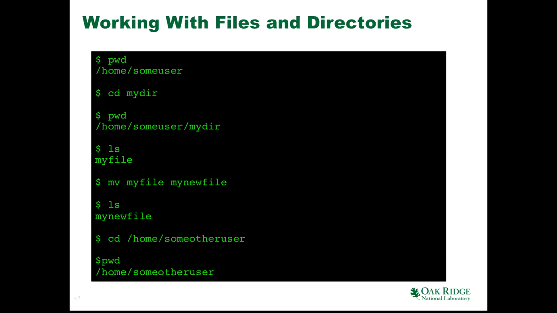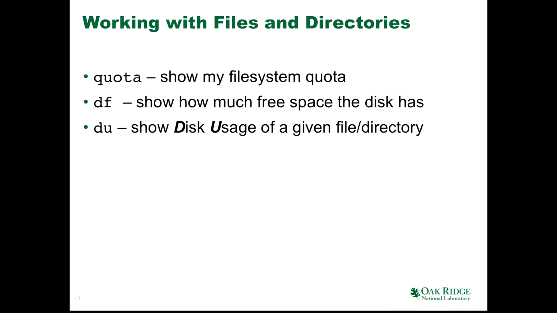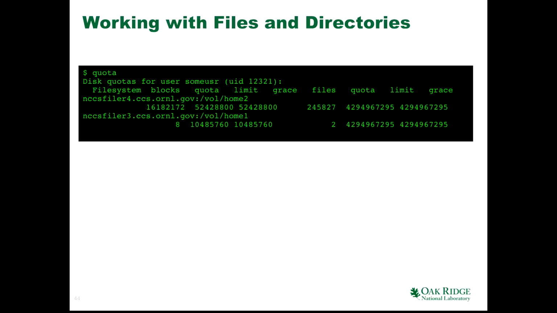Again, some more examples of using some of those commands: printing the directory, changing, moving files around. So you can see examples of those commands. More commands with files and directories. Quota shows you your file system quota, essentially how much storage you're permitted to use in the file system. df shows how much free space the disk has. You can think of it as disk free. du shows the disk usage of a particular file or directory.